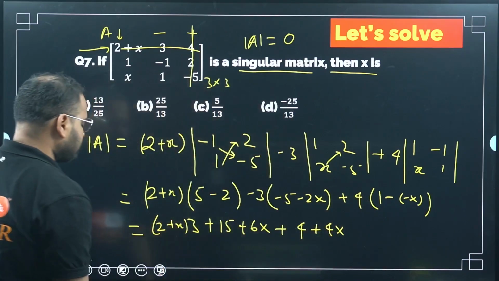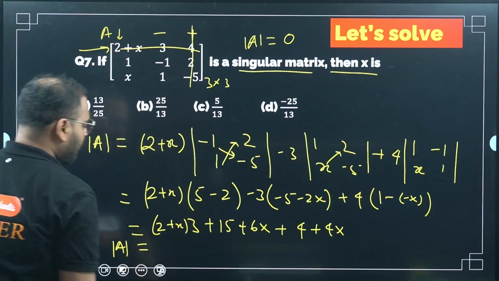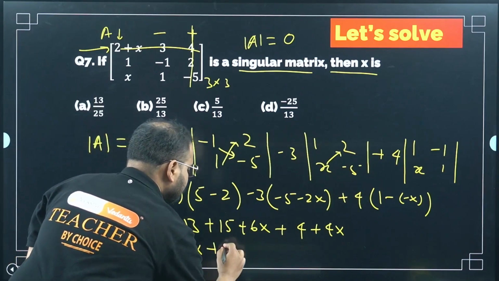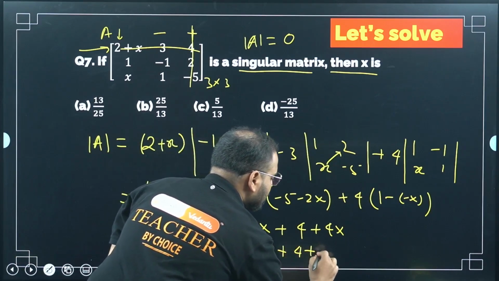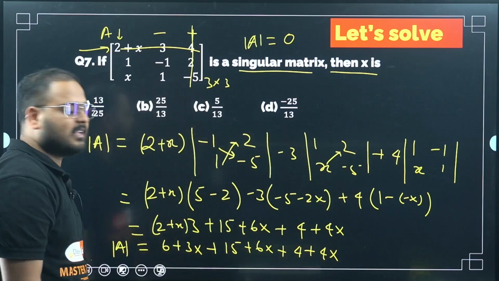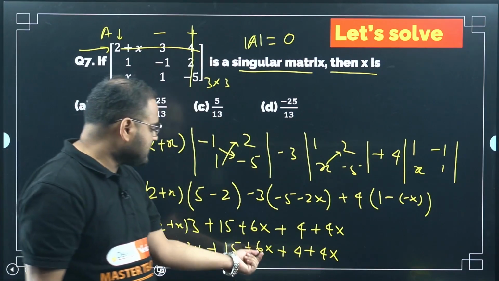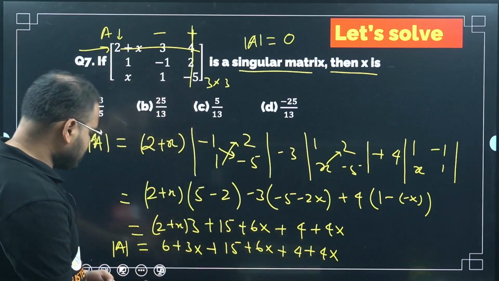Alright, so let's simplify it over here only, the last step. So this will be 6 plus 3x plus 15 plus 6x plus 4 plus 4x. Let's add all the x values first. So I have 3x plus 6x, which is nothing but 9x. 9 plus 4x is 13x.